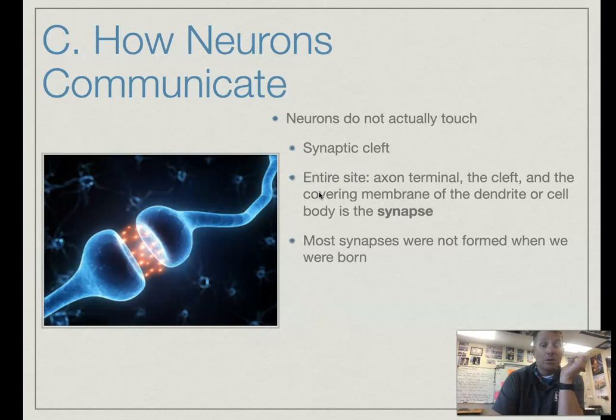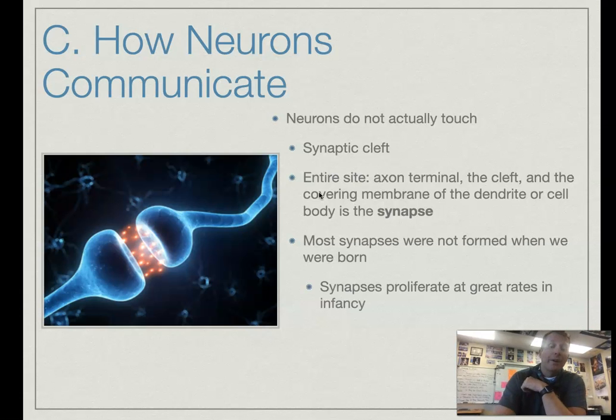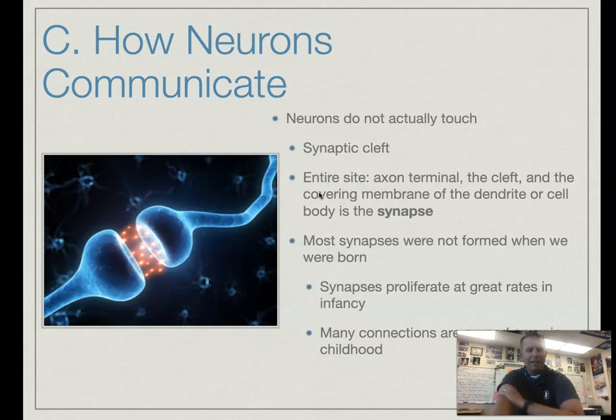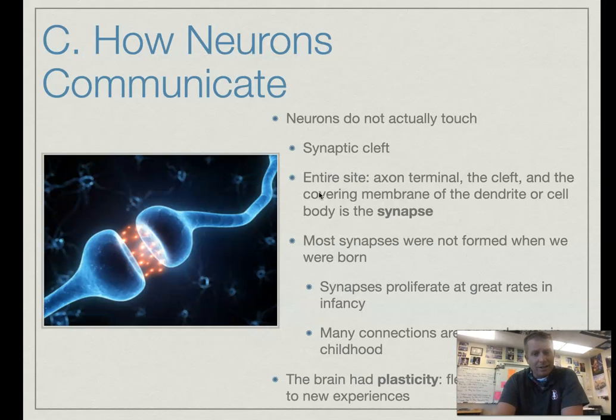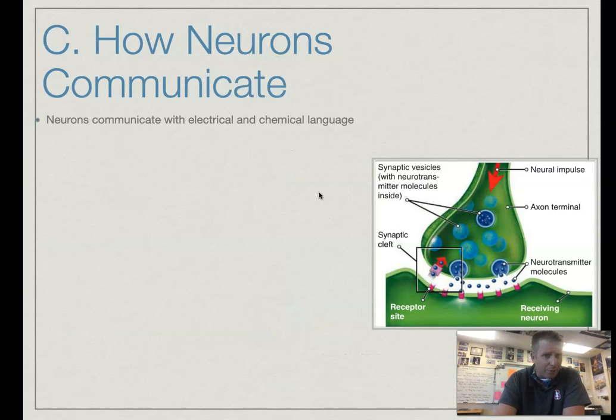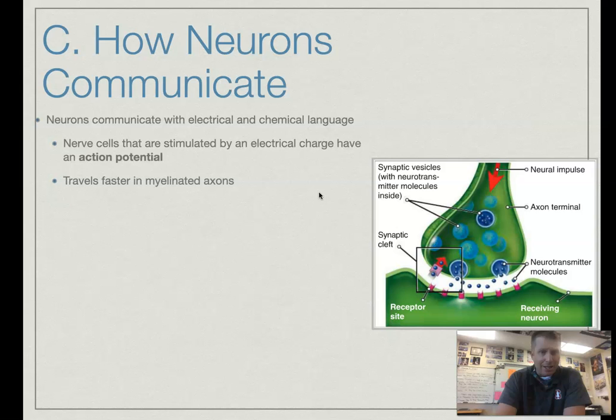Most synapses were not formed when we're born. They grow as we get older. Synapses proliferate at great rates, which is pretty cool, in infancy. Many connections are pruned away in childhood and adolescence. The brain has plasticity. It's flexible and adapting to new experiences. It's pretty cool. So the neurons communicate with electrical and chemical language. Nerve cells that are stimulated by an electrical charge have action potential. They travel faster in myelinated axons, the ones that are covered.